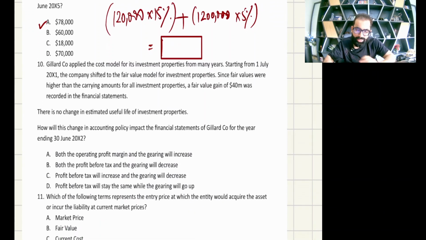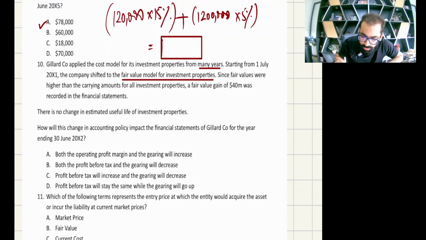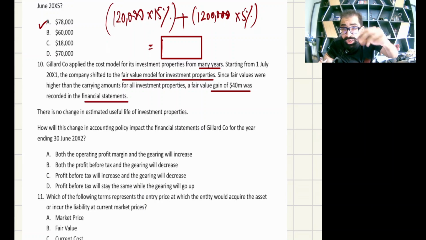Now question number 10. Gillard Companies applied cost model for its investment properties for many years. Okay. Starting from 1st July X1, the company shifted to fair value model of IAS 40, investment properties. Since fair values were higher than the carrying value for all investment property, a fair value gain of 40 million was recorded in the financial statement. So previously we were on cost model. Now we are on fair value model.